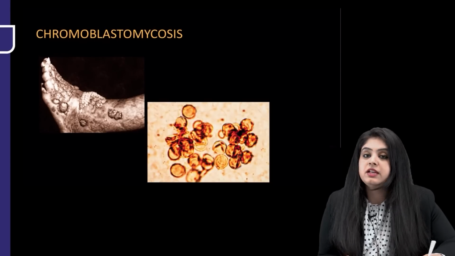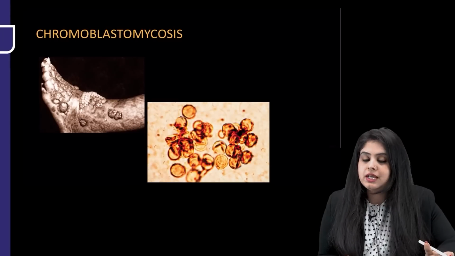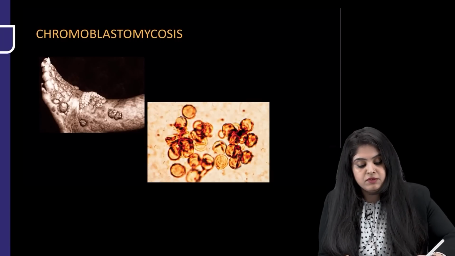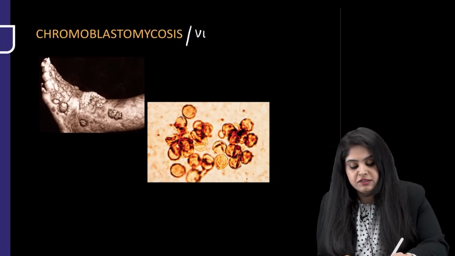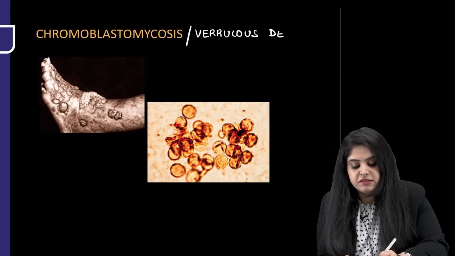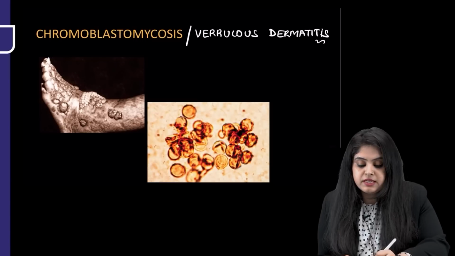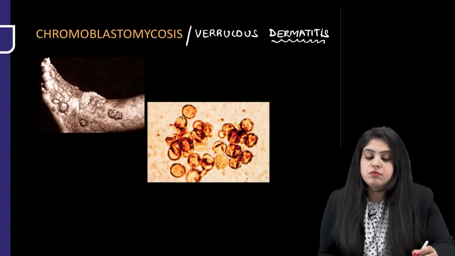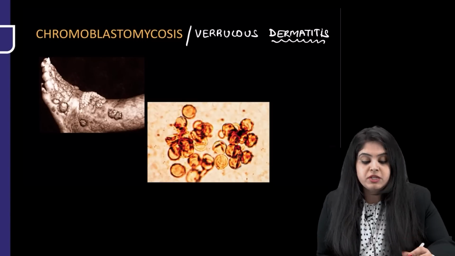Chromoblastomycosis. Now let me first tell you the image and then I'll come down to the theory aspect. When I talk about chromoblastomycosis, there's another name given to it, and that is verrucous dermatitis. Chromoblastomycosis is referred to as verrucous dermatitis, and what do I have to know about it? Dermatitis tells me that there is going to be a skin involvement.